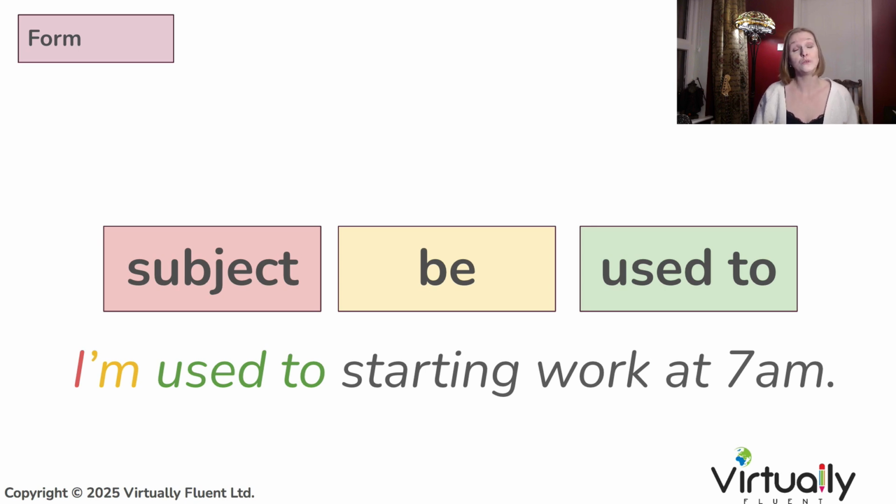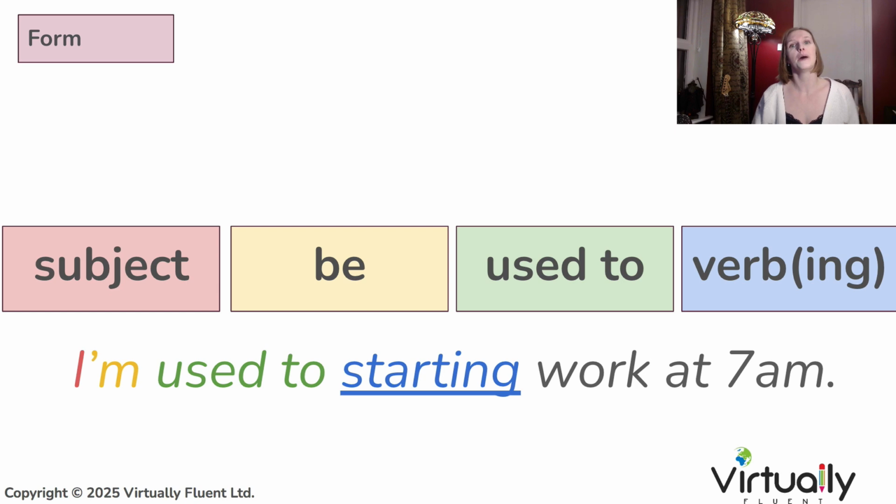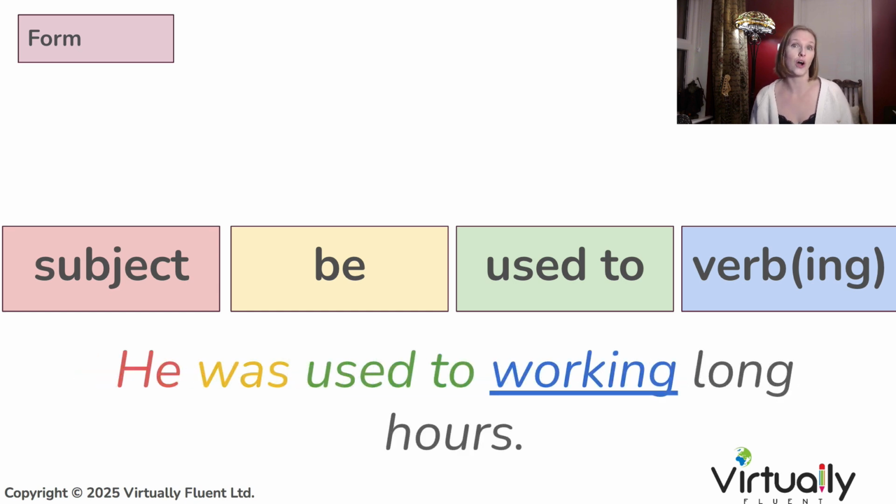However, we do also need to focus on the next part after this as well. And that's because if this is a verb, it must be in the gerund ing form. For example, I am used to starting work at 7 a.m. It must be in the gerund form if it's a verb. He was used to working long hours. It's the same no matter what tense is being used for the verb to be.